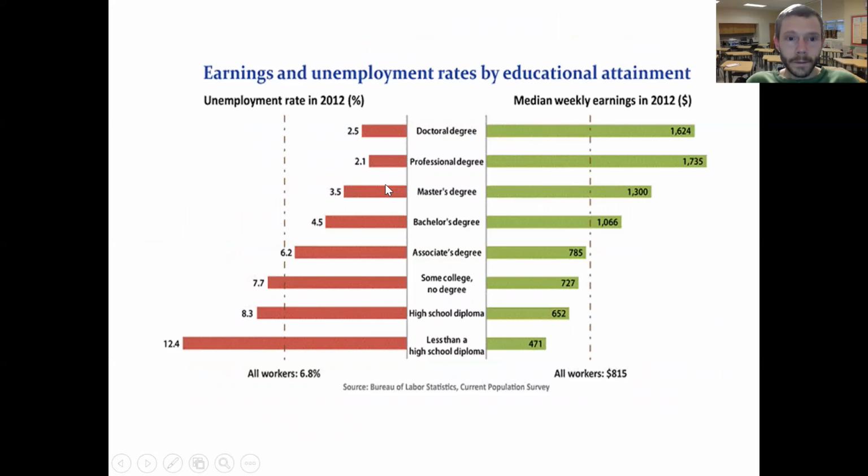This is the data itself. Again, looking at earnings and unemployment rates by educational attainment, and we can clearly see that the unemployment rate across the board goes down with the more education that a person has, and the weekly earnings tends to go up with the more education that a person has. So again, one can make these connections across the board and then say, okay, so what influence does education have on overall earnings and unemployment?